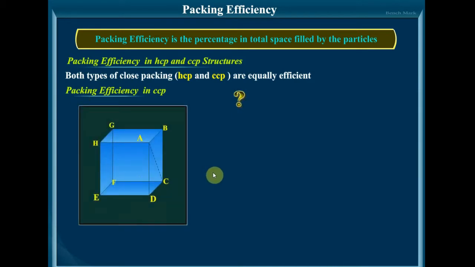First, the formula we should understand. The percentage of space occupied by the spheres, which is packing efficiency, is equal to the volume of the sphere divided by the volume of the cube, into 100. So we have to calculate the volume of the sphere and the volume of the cube. Volume of the sphere, we know, is 4 by 3 pi r cube.